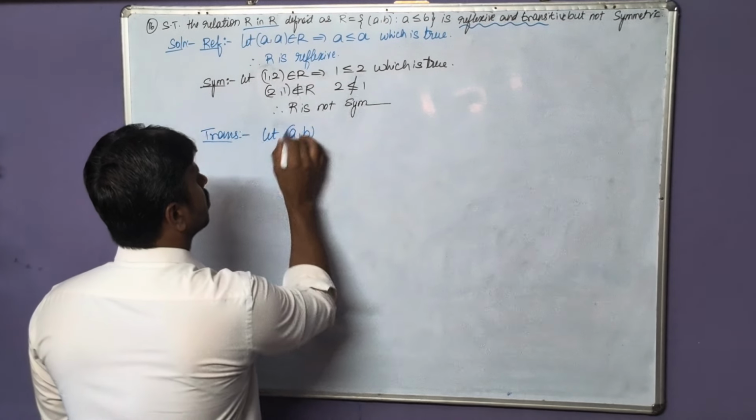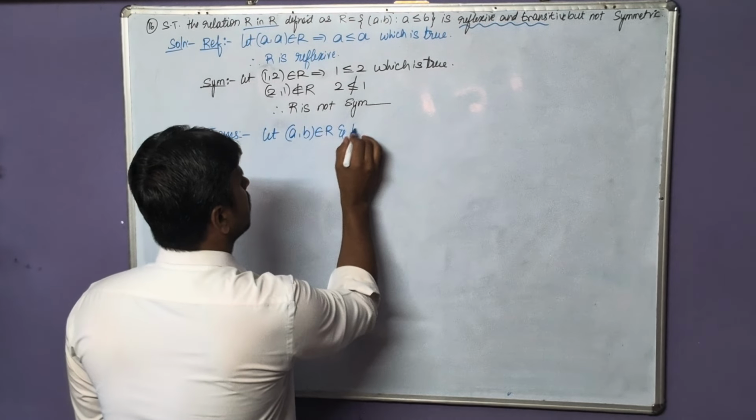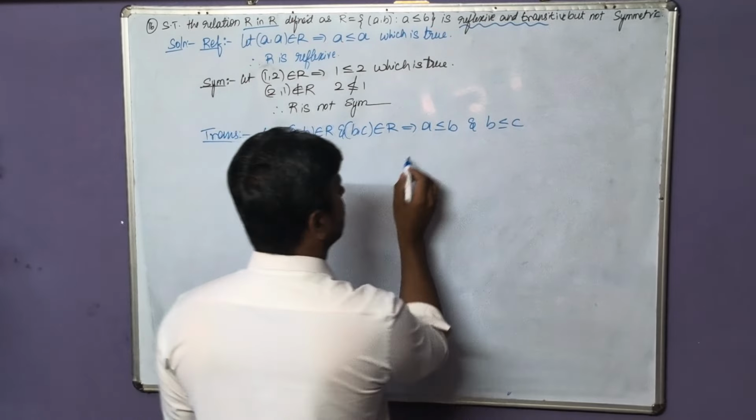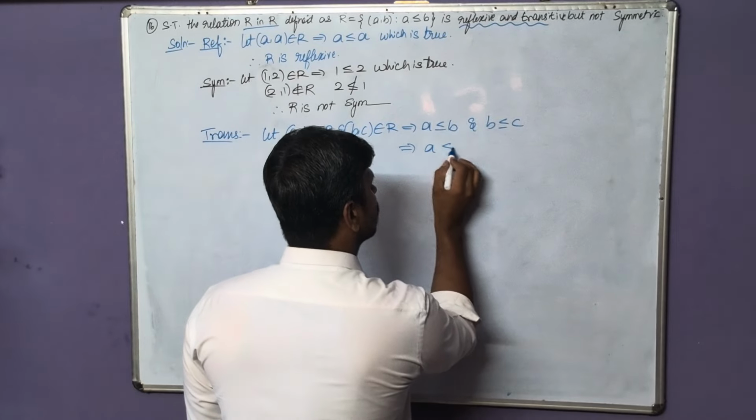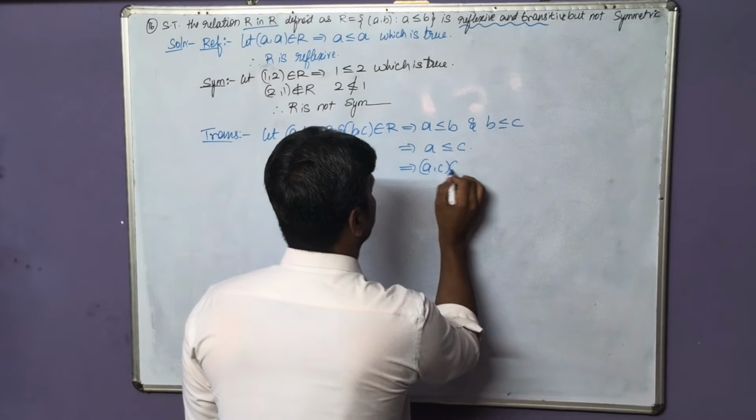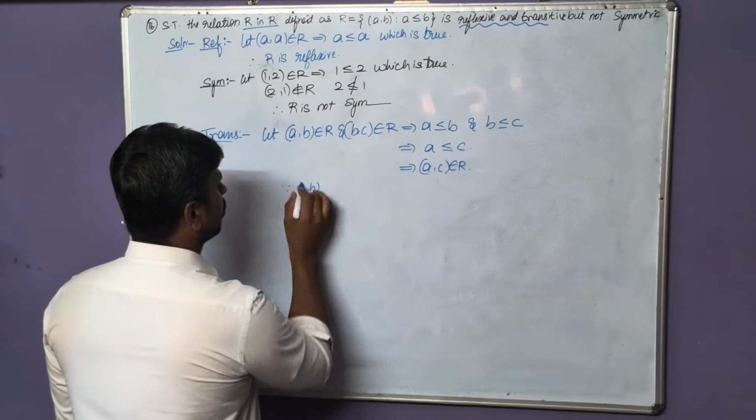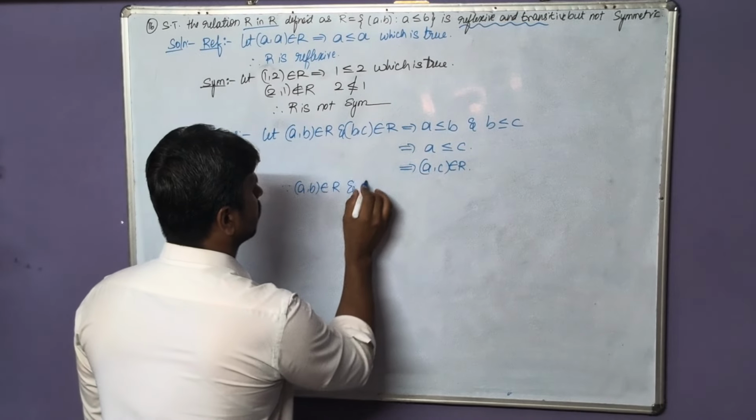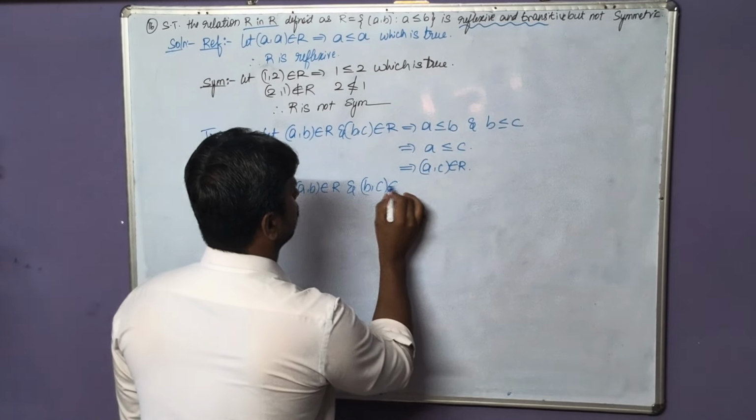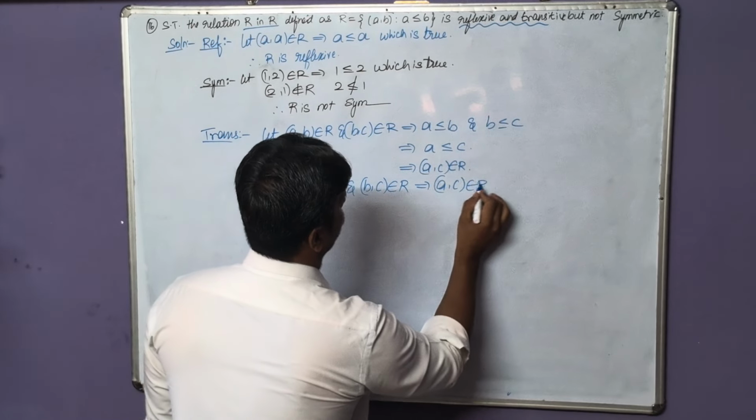Let (a, b) belongs to R and (b, c) belongs to R, which means a is less than or equal to b and b is less than or equal to c. From this we can say that a is also less than or equal to c. This implies that (a, c) belongs to R. So finally we can conclude that since (a, b) belongs to R and (b, c) belongs to R, (a, c) also belongs to R.